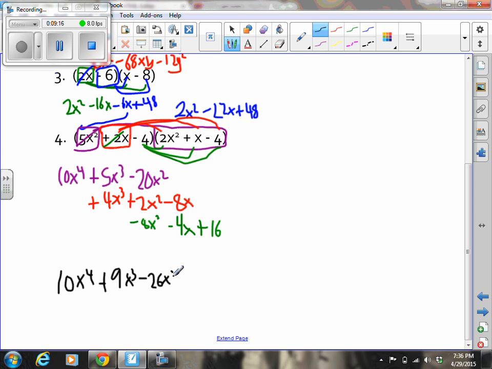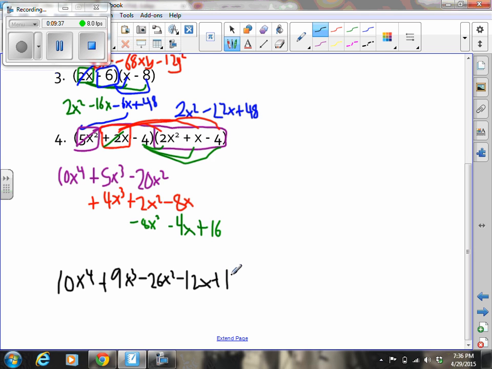Let me just do a double check of that. I'll go backwards. Negative 8 plus 2 would give me negative 6, and negative 6 and negative 20 does make negative 26. Negative 8 and negative 4x make negative 12x. And 16 didn't have a buddy, so I'll just bring him down.